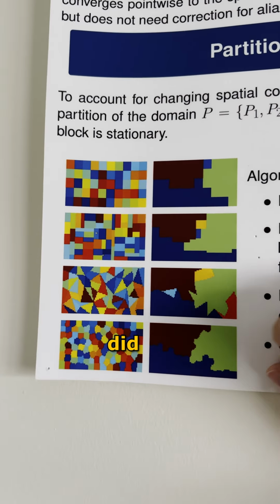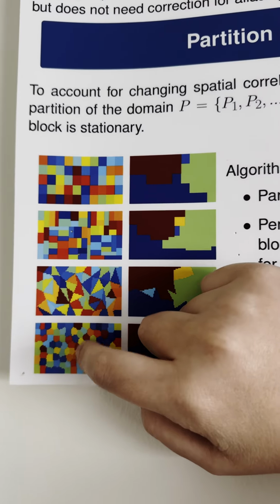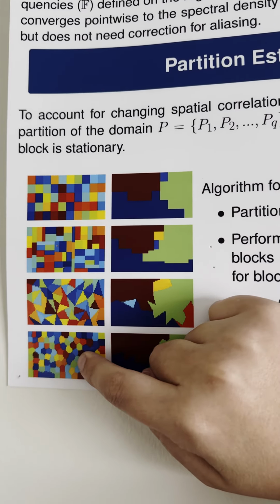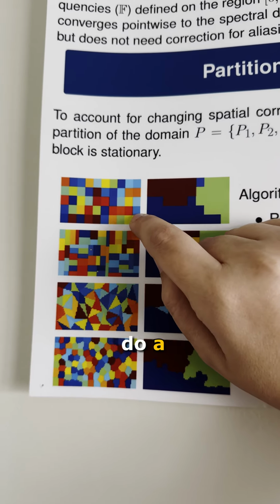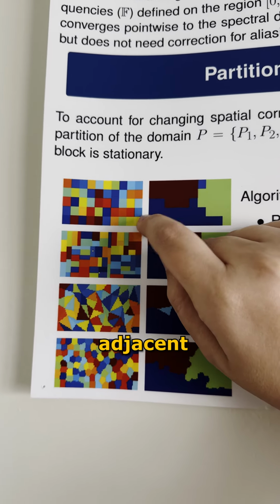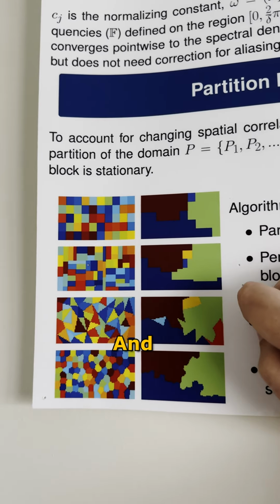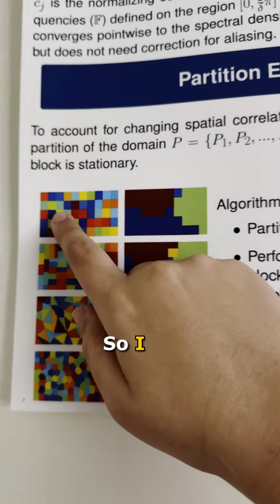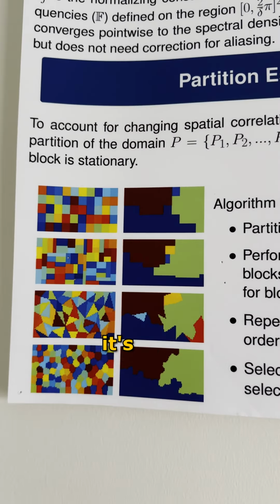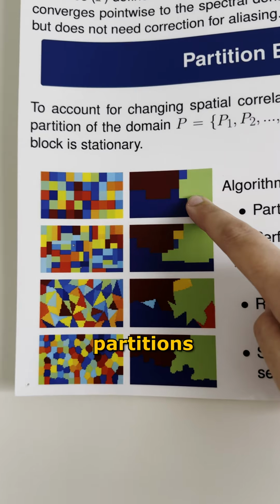Basically, I chunked up the data in several different ways. You can tell the different shapes. Then I looked at each of these positions and did a statistical test of whether the adjacent points should be together or not. If they were not significantly different, I joined them. I did this a lot of times because it's kind of random. And then I got these partitions on the right.